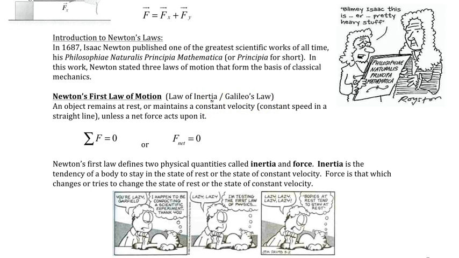In his first law, he states that an object at rest will remain at rest. An object in motion, or actually in constant velocity, will remain in constant velocity unless an unbalanced, or what we usually call net force, acts upon it. Okay, well, an object at rest remains at rest. Well, that makes sense. Unless an unbalanced force acts on it.